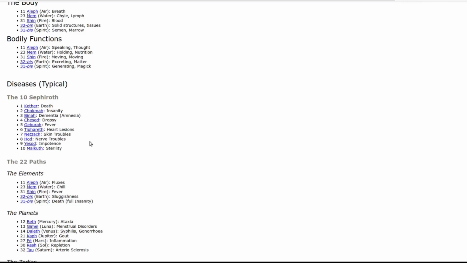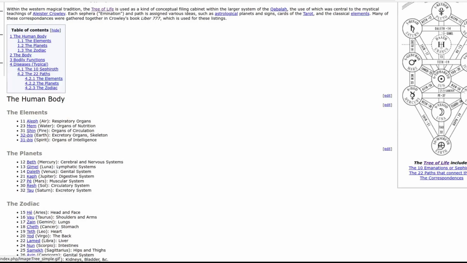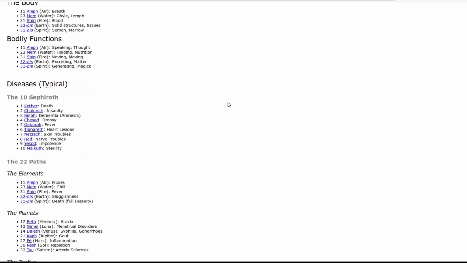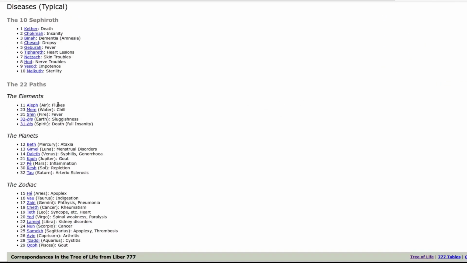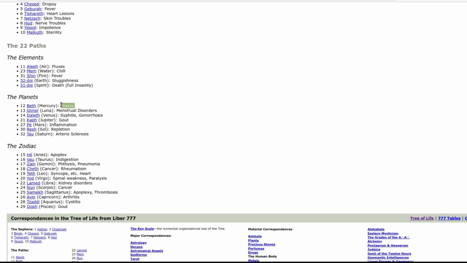Tiferet is heart lesions. Netzach is skin troubles. Hod is nerve troubles, related to Mercury, of course. Yesod is impotence, and Malkut is sterility. Sterility at the root, impotence at the actual internal reproductive center and gonads. And then we have air fluxes, I don't know what that means. Water, chills, fire, fever, earth sluggishness, spirit, death, awful insanity.